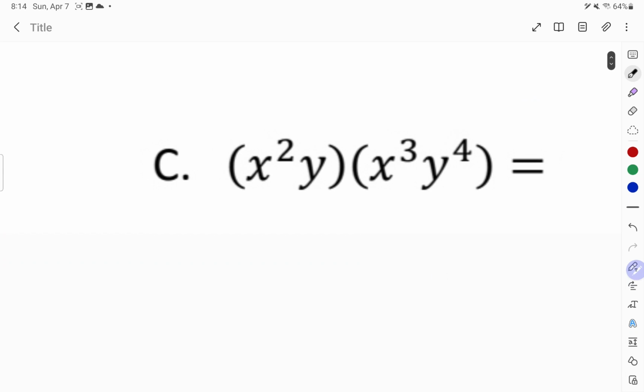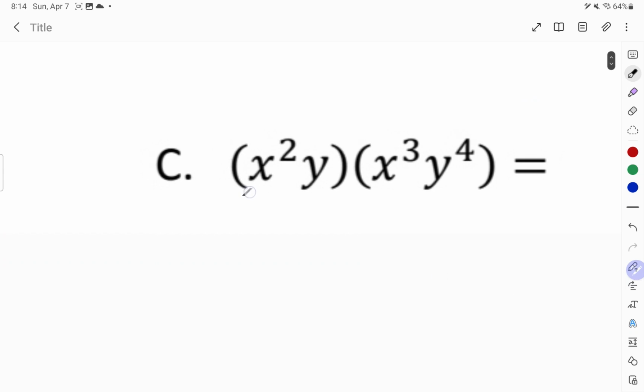Next problem, same thing, same concept. So I'm going to be looking at my bases. So now we have two different numbers, right? We have x and then we have y. And all of them have different exponents, right? The first x has an exponent of 2. Now, the first y doesn't have an exponent.